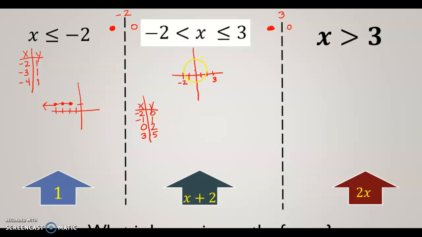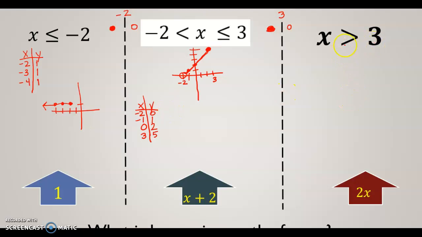So if you were graphing this piece, you're going to have -2, 0. And remember, it's open. Okay. -1, 1, 0, 2, and 3, 5. And that's closed just like it is over here. Okay, so this is the second piece of your graph. And on the next slide, we're going to put it all together.